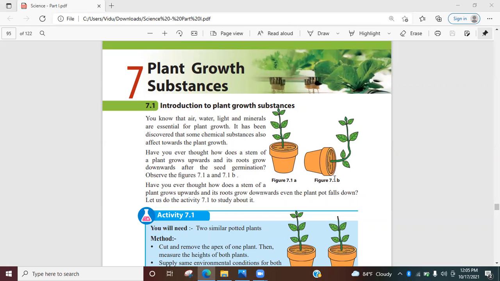And also in this picture, have you ever thought how the stem of a plant grows upwards and roots go downwards, even when the plant pot falls down? So to study about it, let's discuss activity 7.1.